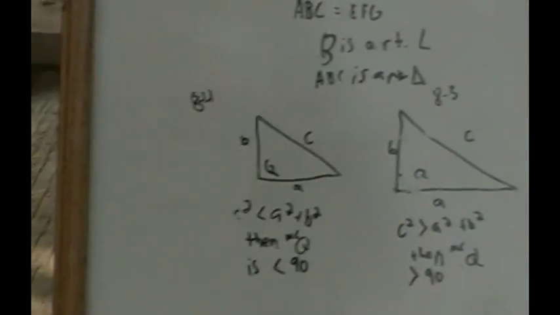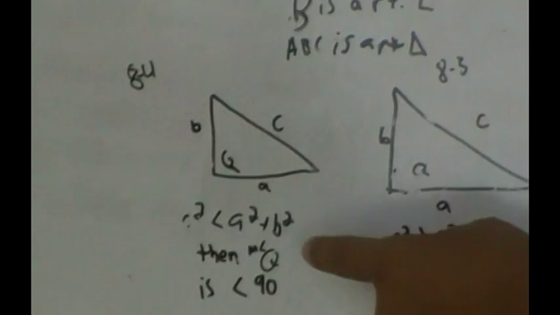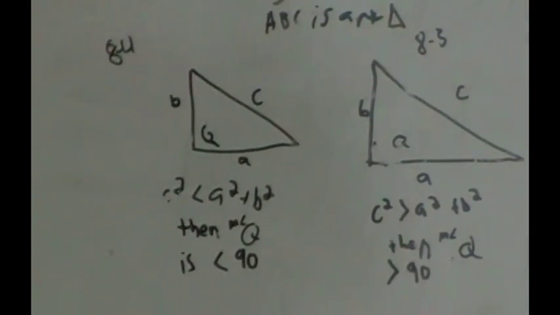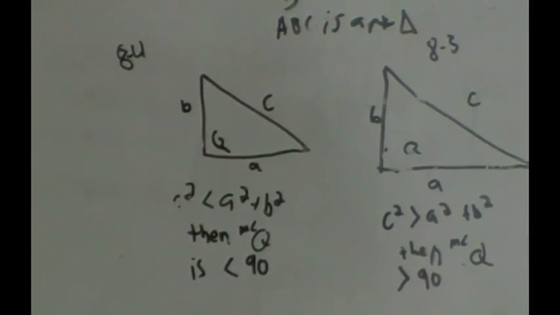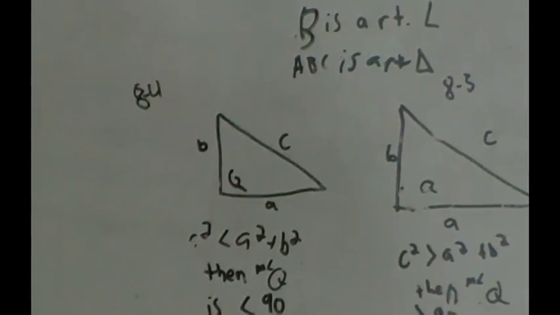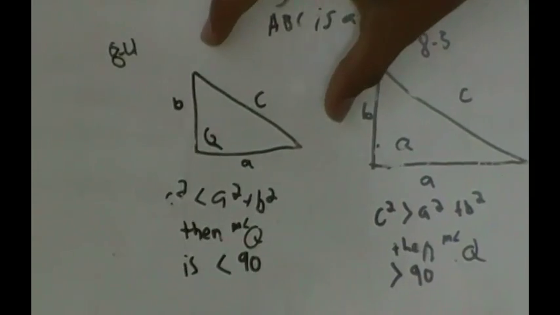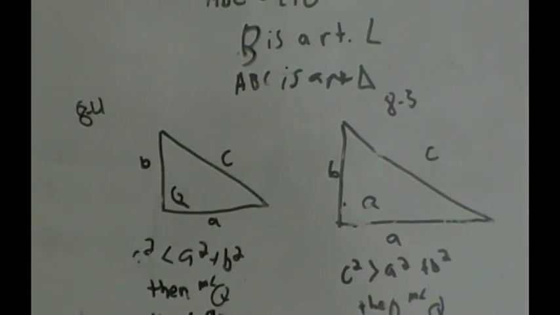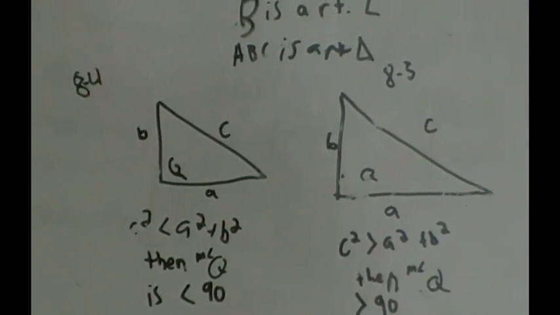Moving on. Theorem 8.4. So if c squared is less than a squared plus b squared, then the measurement of Q is less than 90 degrees. The measurement of Q is this angle right here. So if this c gets smaller, then Q compensates and also gets smaller, so it's an acute triangle.